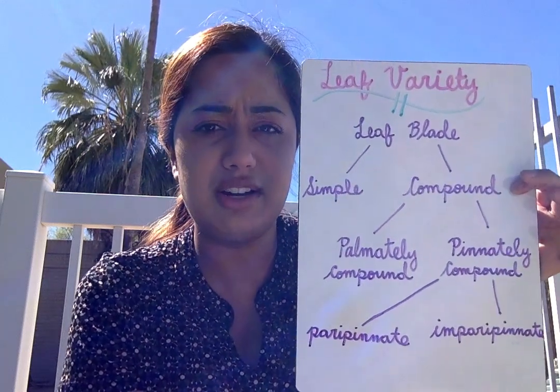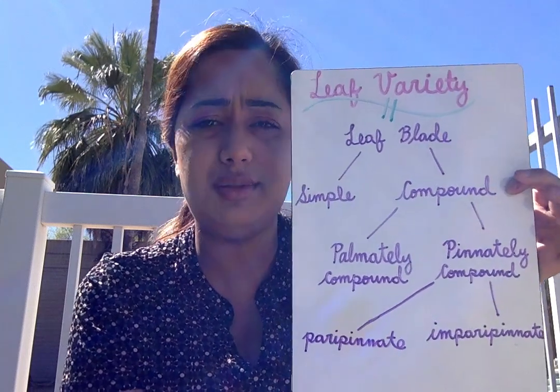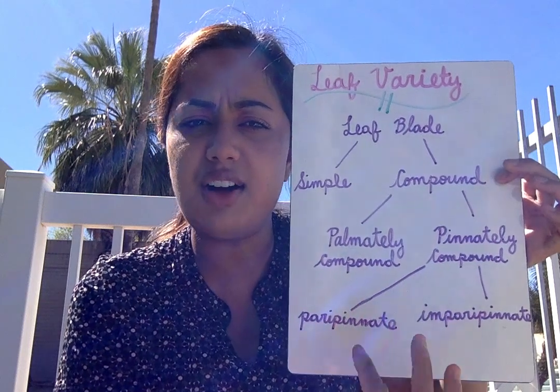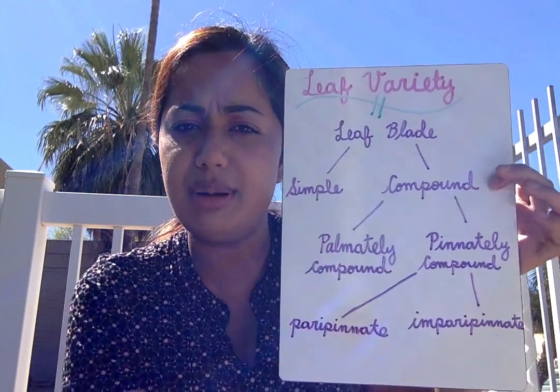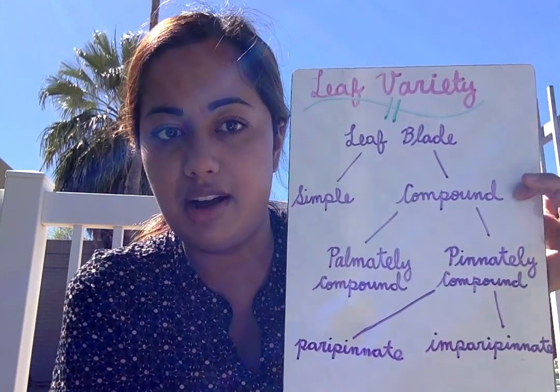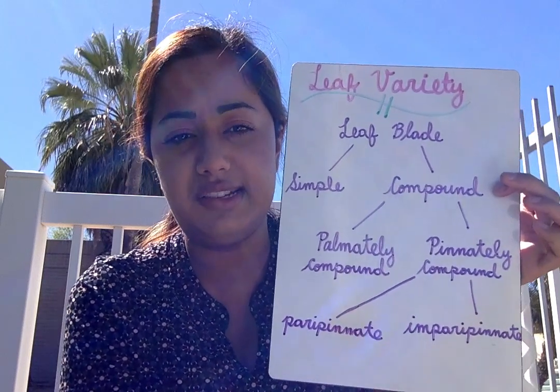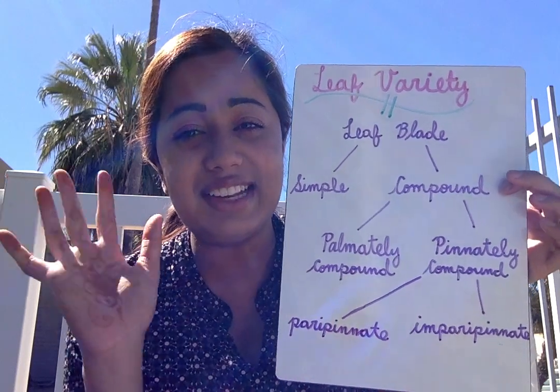So what I want you to do is go around your house, maybe your backyard, your front yard, and just see what kind of leaves you can find. Once you find them, see if you can find any leaves that fall under simple or compound. And if you do happen to find some compound leaves, see if you can classify it further into the other categories.